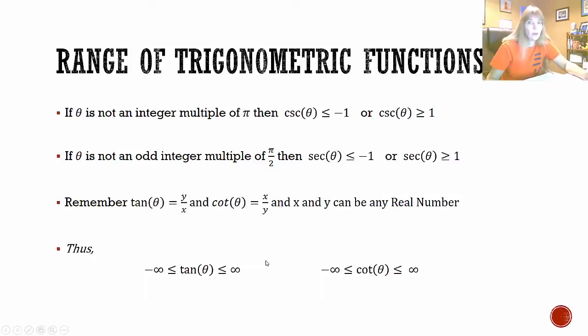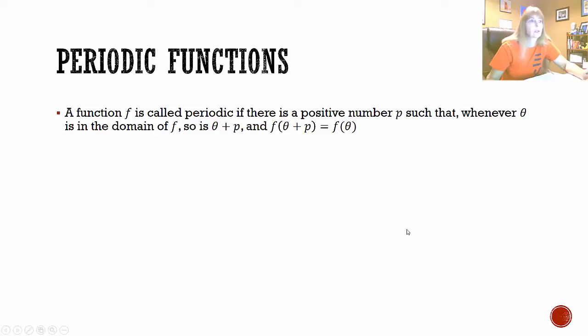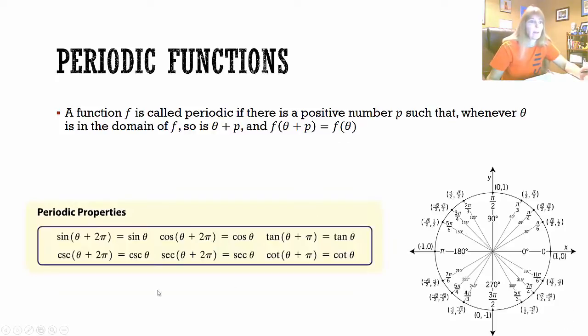So we have all the domains, all the ranges. A function is called periodic if there's a positive number such that whenever theta is in the domain, so is theta plus this positive number. So in other words, this is saying that I add a number to my angle, but I end back at the same point. Okay, that's the important part.